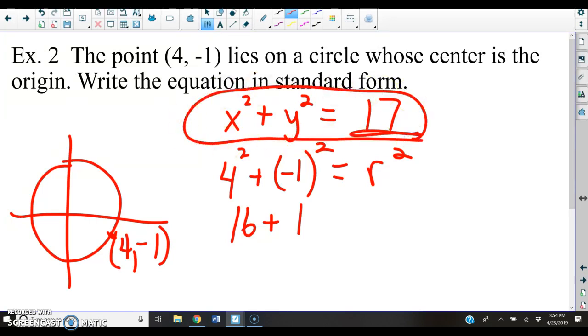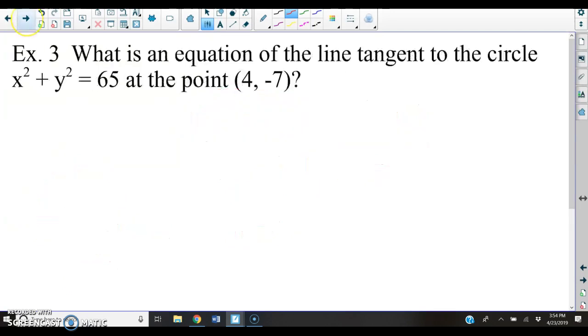Don't make it more complicated than it has to be. Okay. Here's a little bit bigger one, right? You got a circle. The radius is square root of 65, just a little bit more than 8. Its center is at 0, 0.